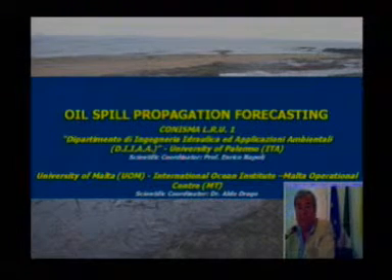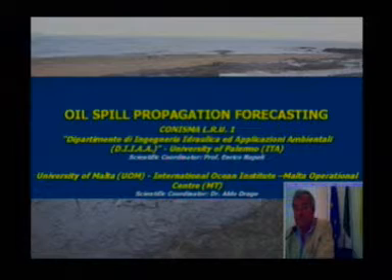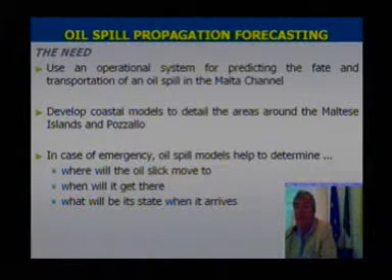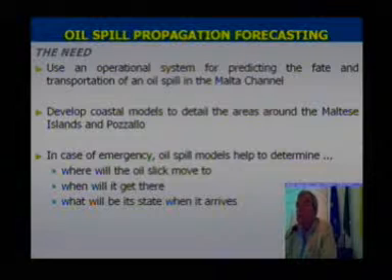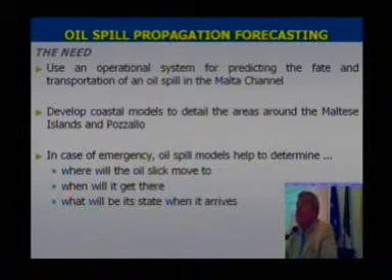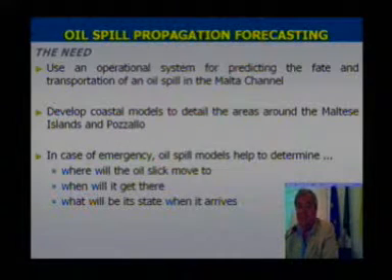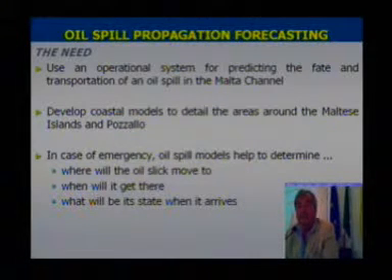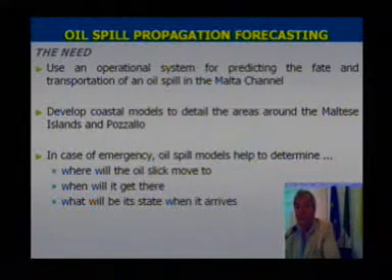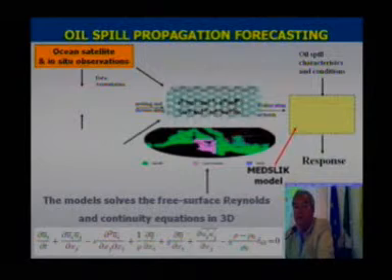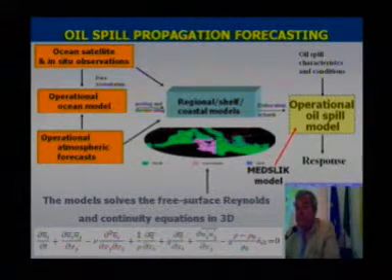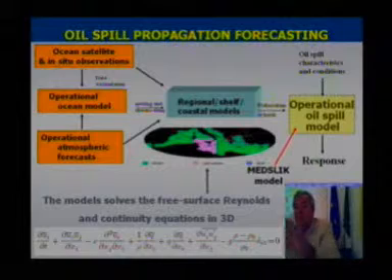So here you can see who was the coordination for the propagation, and the idea is to use an operational system for predicting the fate and transportation of this spill in the Malta Channel, and develop some models to detect the areas around the Maltese Islands, and Pozzallo in Sicily. And in case of emergency, the models have to determine where the oil slick will move to, when it will get there, and what its state will be when it arrives. So here we have the links, the coordination among the different parts of the model.